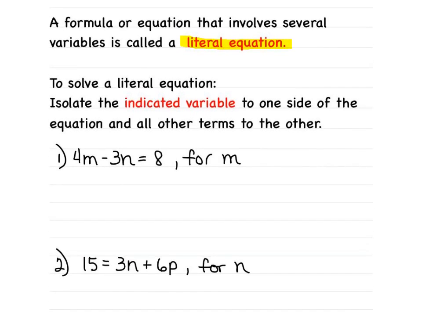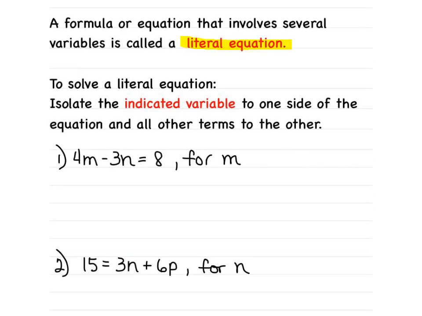Okay, let's look at number 1. Copy it down, please. 4m minus 3n is equal to 8. And so this equation, we're going to solve for m. M is the variable that we want to isolate on one side of the equation, and there's m. Okay, so let's look at m and figure out what is being done to m. There's two operations happening there. It's being multiplied by 4, and 3n is being subtracted from it.